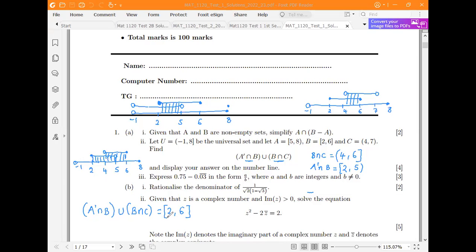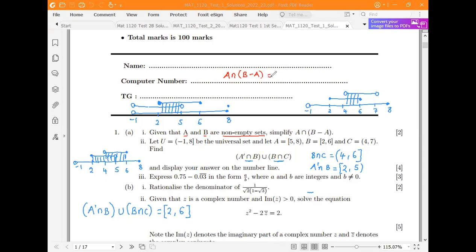Okay. So let's pick part A when we are still here. Part A says, given that A and B are non-empty sets, simplify A intersection B minus A. Just to simplify it.